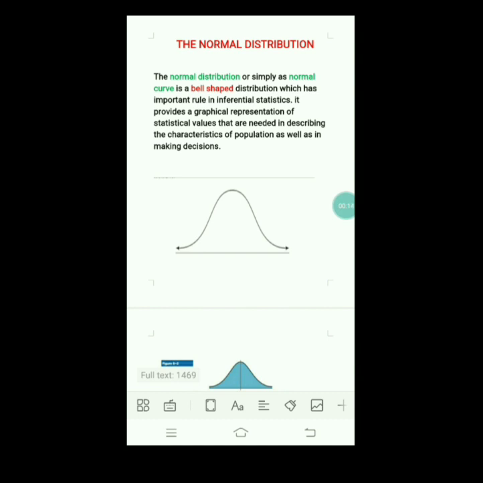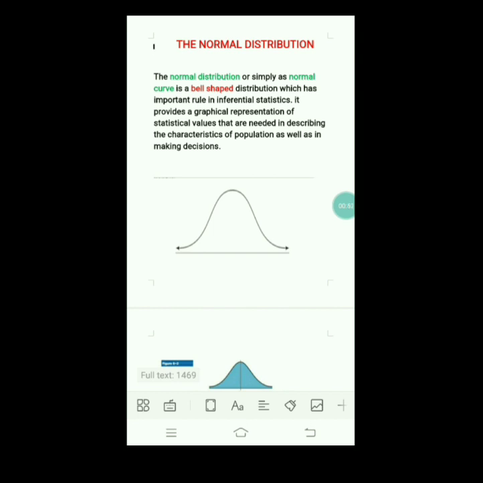So, what is normal distribution? The normal distribution, or simply the normal curve, is a bell-shaped distribution which has an important role in inferential statistics. It provides a graphical representation of statistical values that are needed in describing the characteristics of a population as well as in making decisions. So what you see right now is an example of a normal distribution. Take a look. It looks like a bell. So normal distribution is a bell shape.